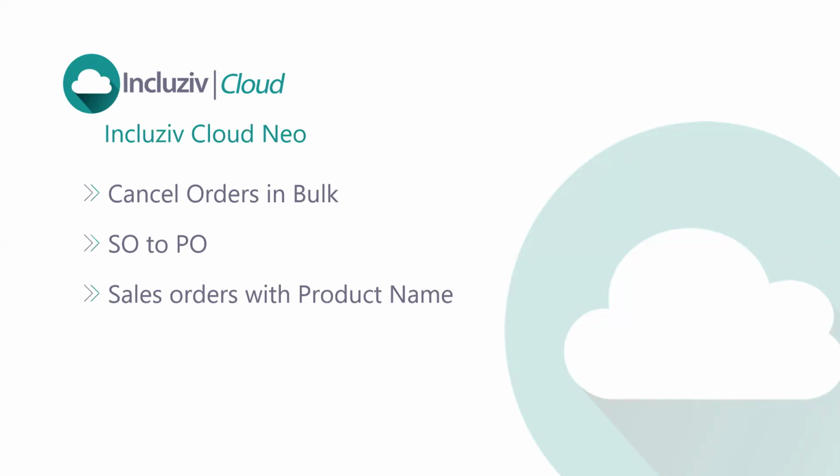Today we are going to learn a few new features in the sales order section. This primarily revolves around cancelling of sales orders in bulk, how you can convert a sales order to a purchase order, and sales orders with product name. So without wasting much time, let us get into the application.